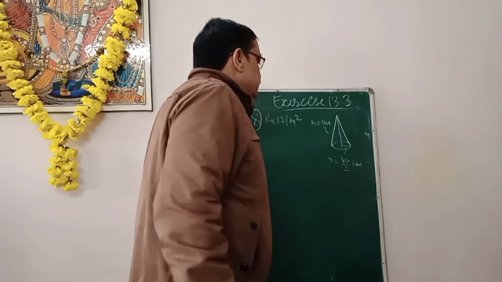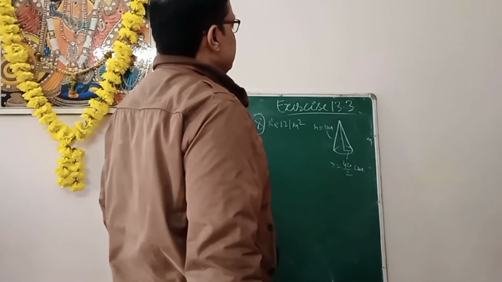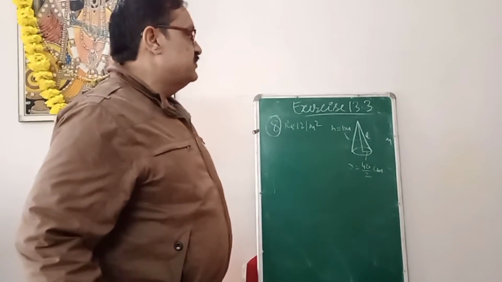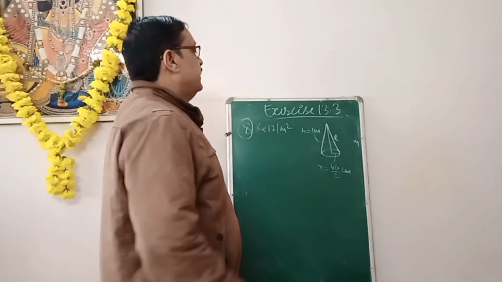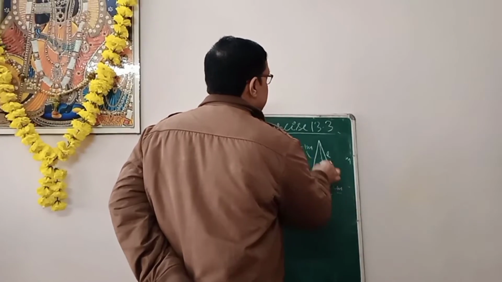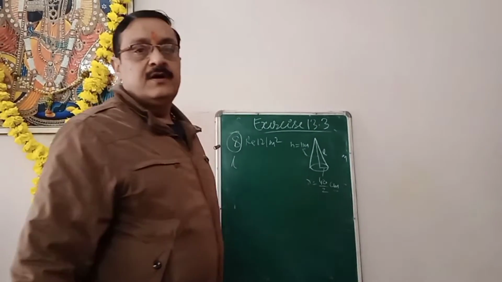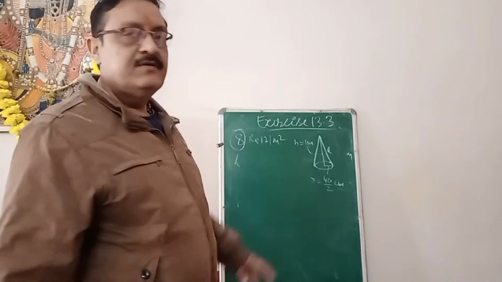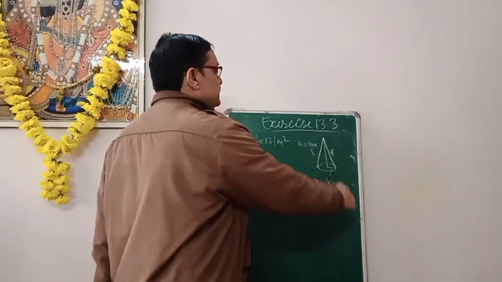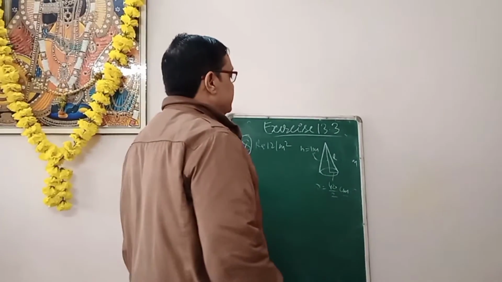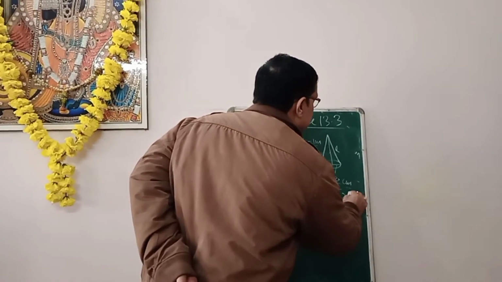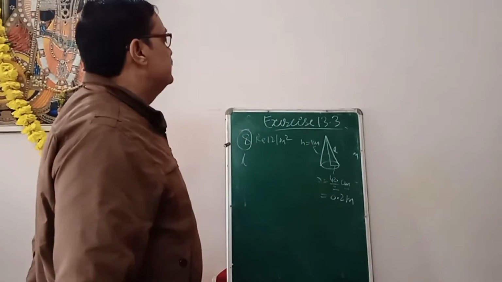Painting cost is given as rupees 12 per meter square. So here also R is given, H is given, L is not given. So the first thing is to find the value of L. The other thing is that this is in centimeter, this is in meter, so we need to bring everything to one unit. Here the rate is in meter square, so it is better that I convert everything to meter. So this is 20 centimeters, so this is 0.2 meter.